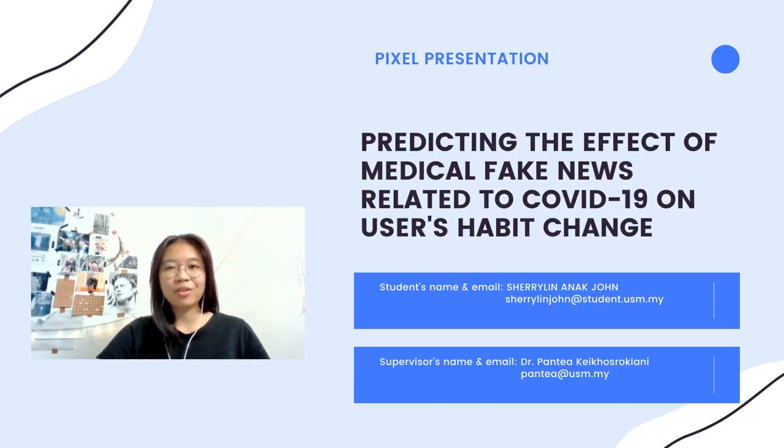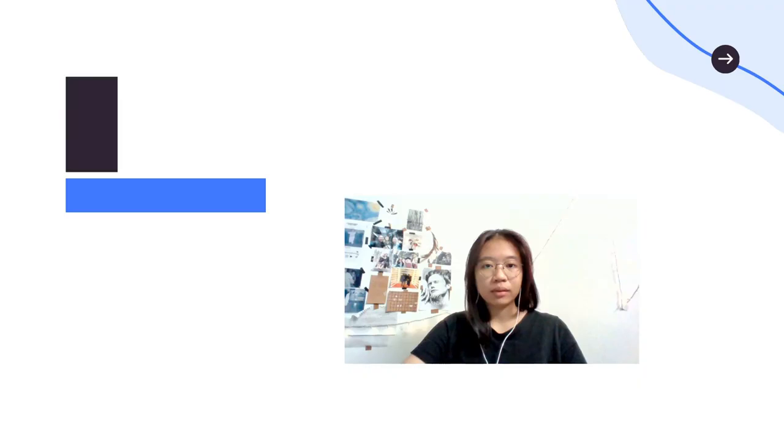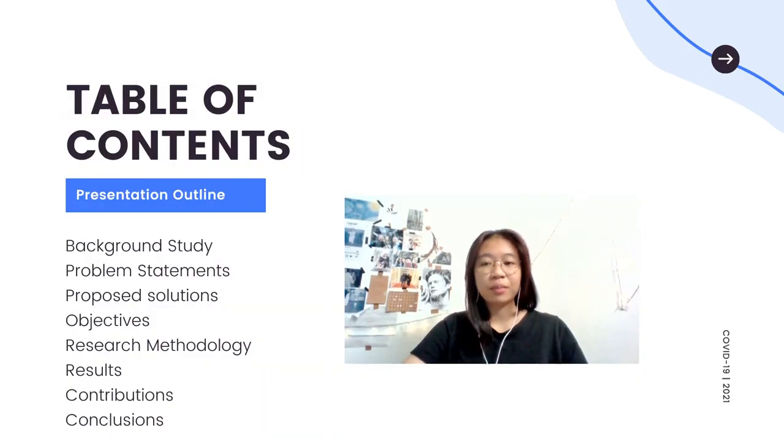Everyone, I am SHERRYLIN and today I'm going to present about my research project titled Predicting the Effect of Medical Fake News Related to COVID-19 on Users' Habit Change. So, this is the presentation outline, which I will start with background study, problem statement, proposed solution, objective, research methodology, result, contributions, and conclusion.